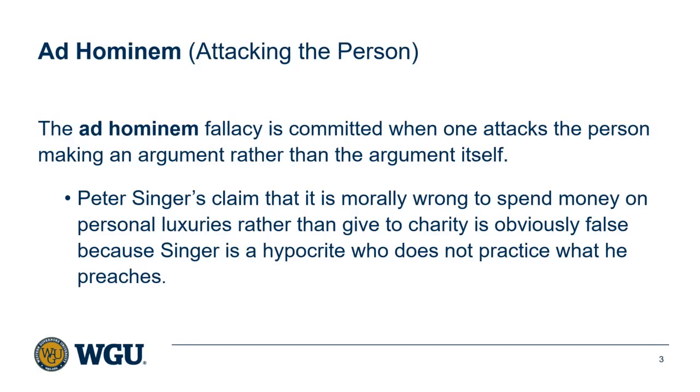Our first fallacy of relevance is called the ad hominem fallacy. This fallacy is commonly known as attacking the person and is committed whenever someone attacks the person who is making an argument rather than the argument itself. In our example, you will see that I am claiming that Singer's argument is false because I consider Singer to be a hypocrite. Whether or not this is true is not relevant to the argument he is making. As such, this is an example of the ad hominem or attacking the person fallacy.